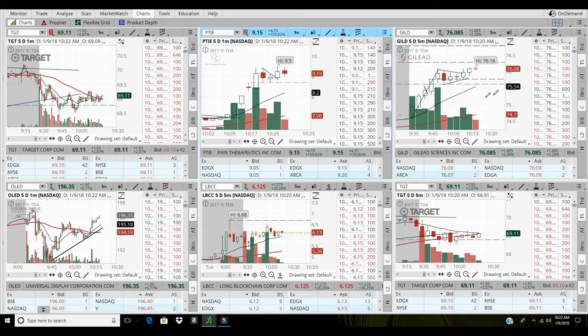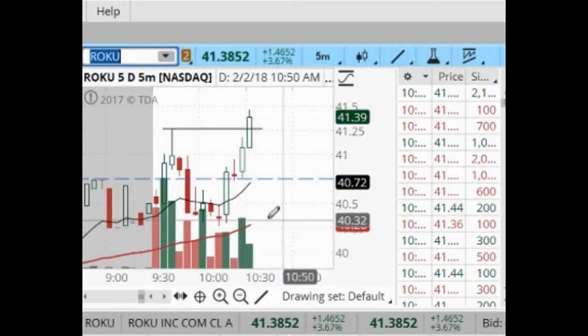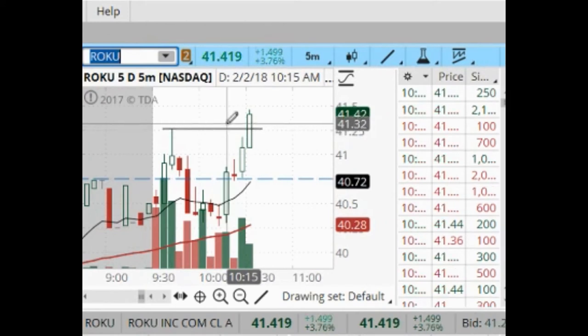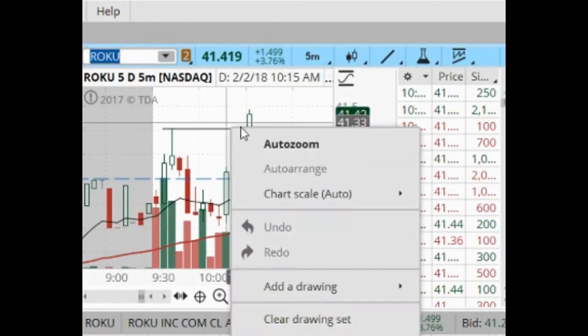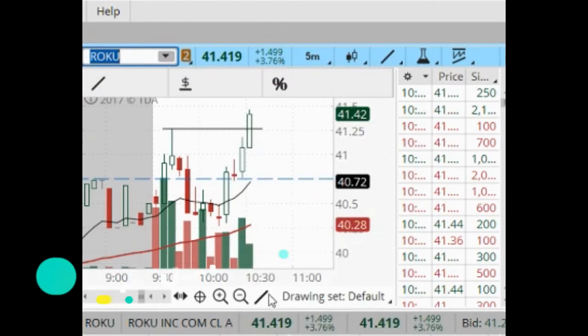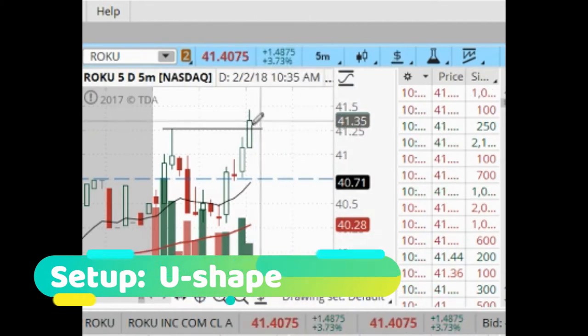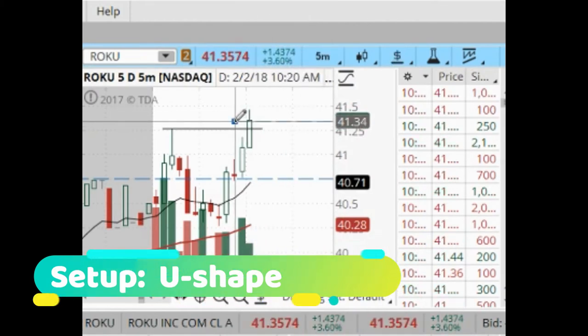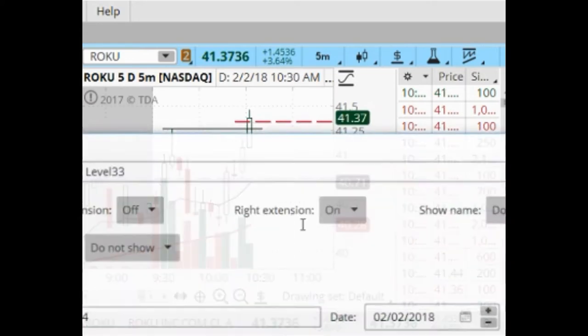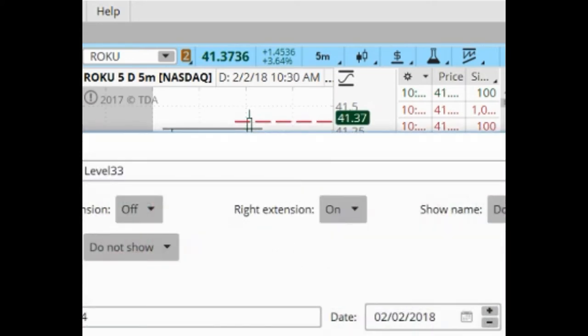So that's it. I'm stepping in Roku at 41.44. All right, this is a U-shaped pattern. Looking for a balance at the bottom of the U. Price breaks through the resistance area, which is the top of the U. That's your entry.